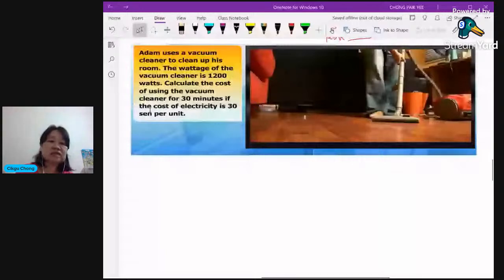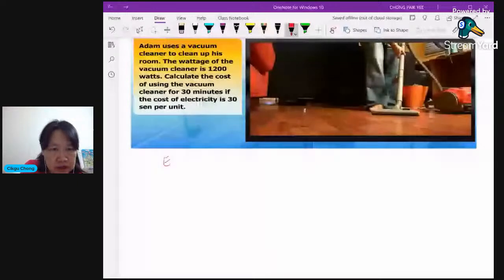Okay, so now this one wants you to count the cost. So the first thing is always to find how much energy is used, the electrical energy. So write down first the electrical energy use.